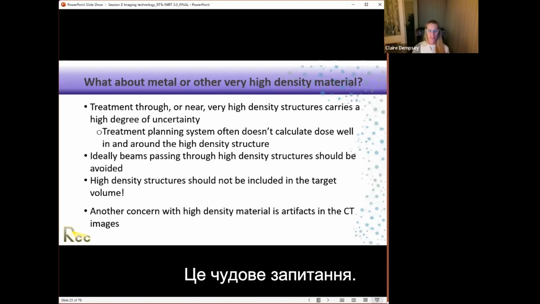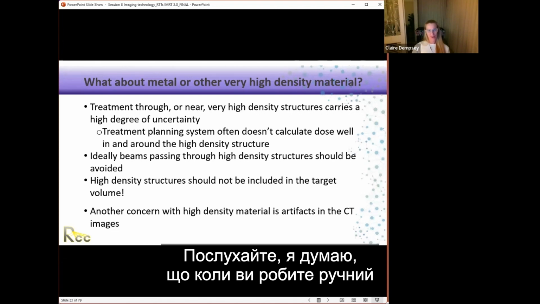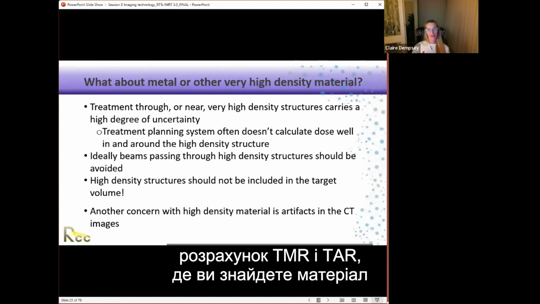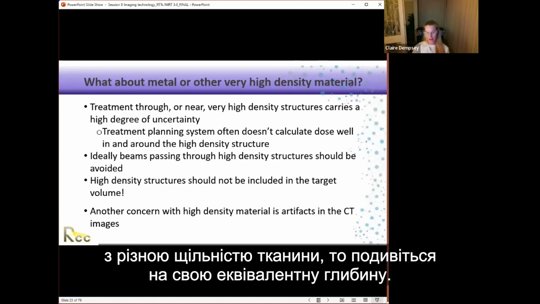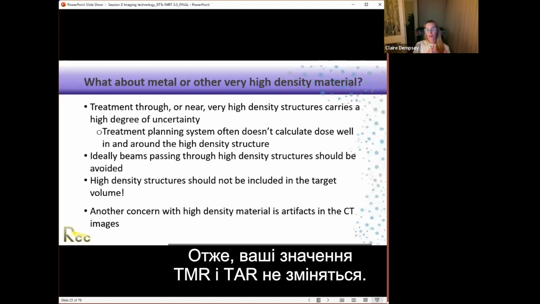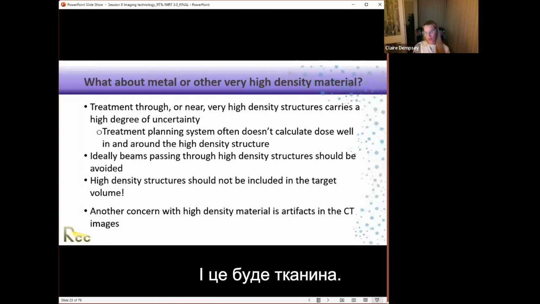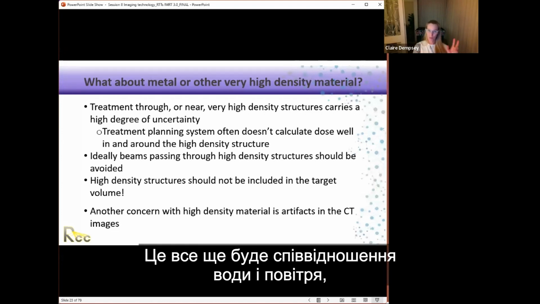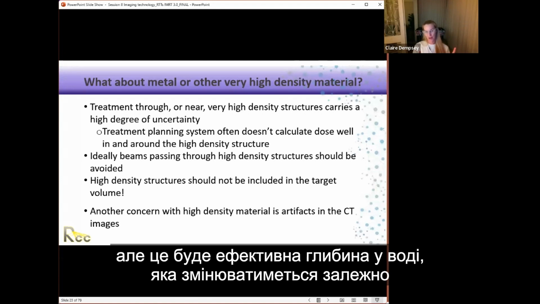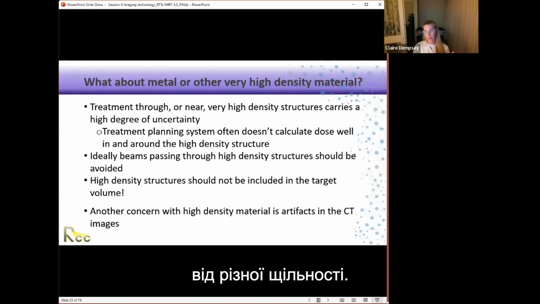No, that's a great question. Look, when you're doing a manual type calculation with TMR and TARs, where you'll find the different tissue density material is when you look at your equivalent depth. So your TMR and TAR is not going to change. It's going to be tissue, so it's still going to be a water to air ratio, but it's the effective depth within water that's going to change with the different densities.